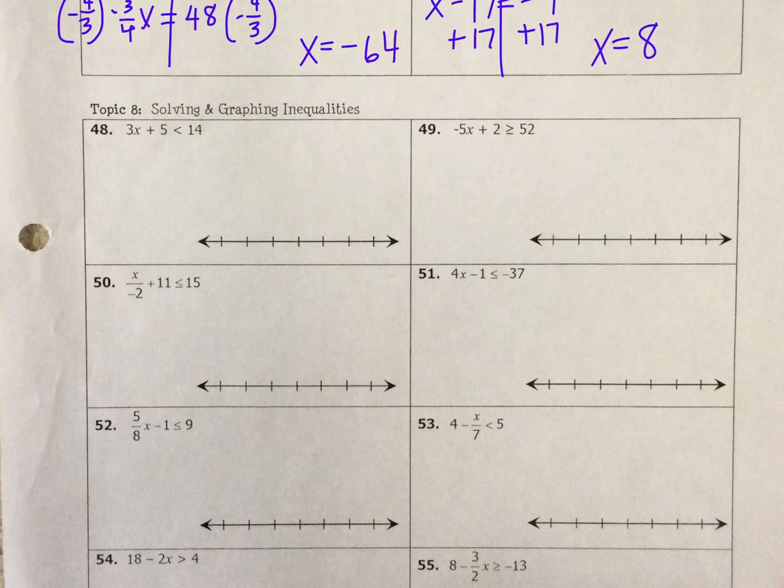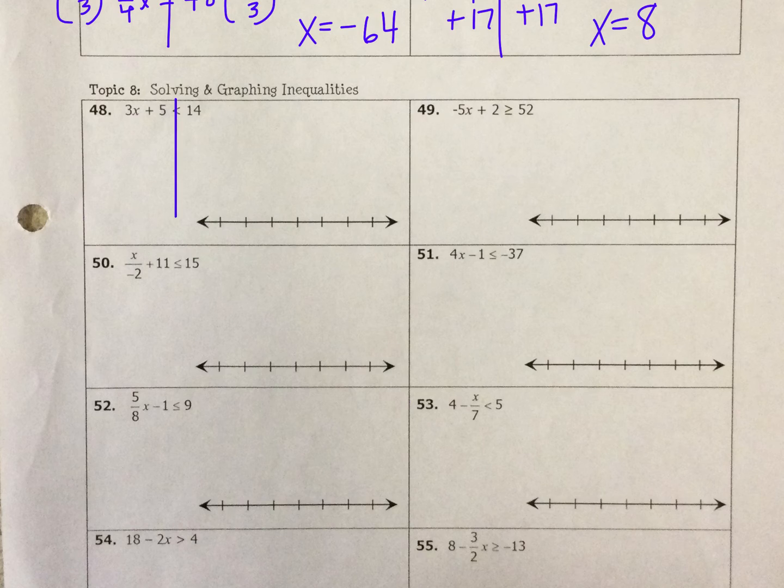These are our last set of problems. The first thing I need to do is subtract 5 from both sides. 3x is less than 9. Divide by 3. X is less than 3. So it's an open circle on the 3, and my arrow will go that way.